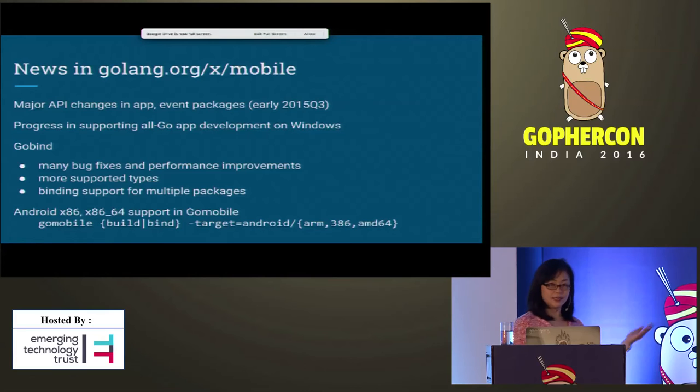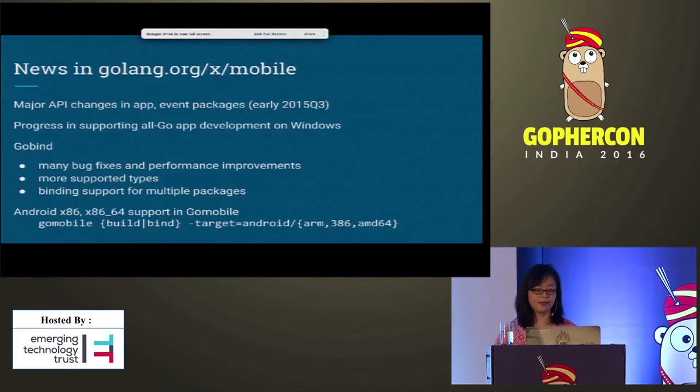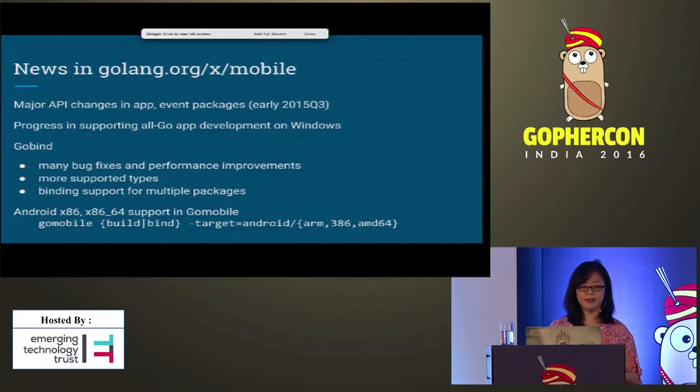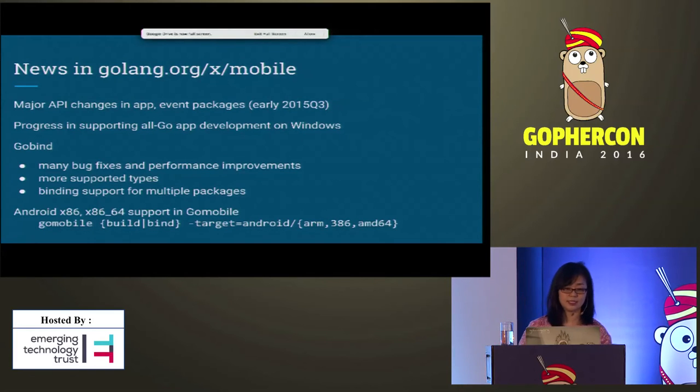And for GoBind, this library building tool, we fixed many bugs, and there were some performance improvements, and the performance improvement work is an ongoing effort. We added more supported types, and we also included binding support for multiple packages. So you do not have to put all the APIs in one package. This gomobile bind command will take multiple packages as input.